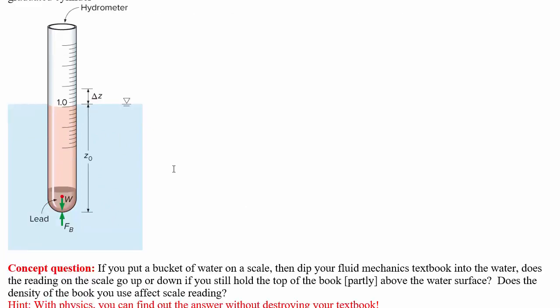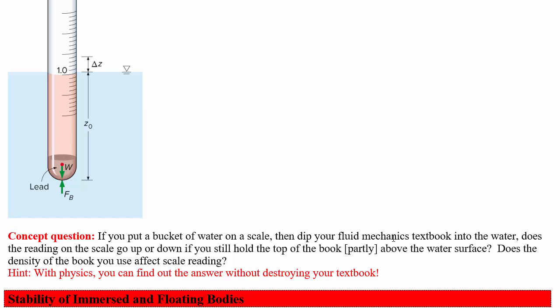All right, concept question. If you put a bucket of water on a scale and then you dip your fluid mechanics textbook partly into the water so that you're still holding one end of it, but some of it's in the water, does the reading on the scale go up or down? Does the density of the book you use affect the scale reading? So basically what we're talking about is you take part of the book and you hold one end of it under the water. What happens to the reading on the scale that the bucket of water is sitting on? Everybody understand the question? Great.